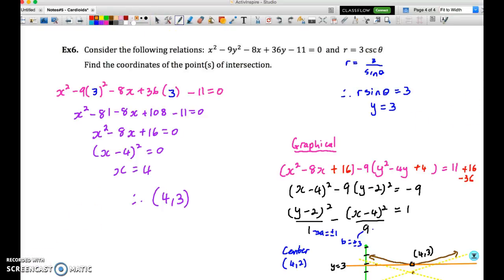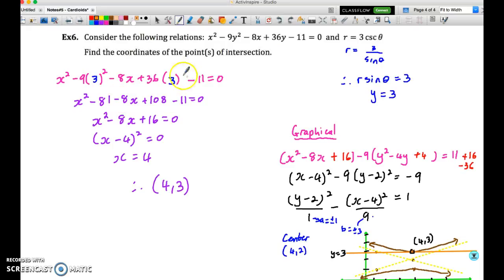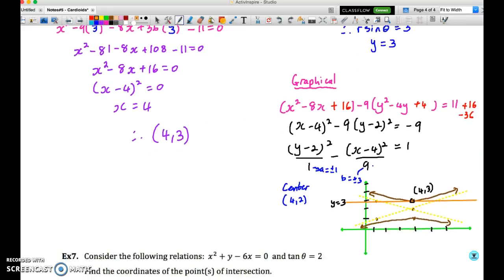Okay, and so what you can see here is the algebraic solution. Substituted 3 in, it simplified to a quadratic, factored, solved for x, got 4 as a repeating solution, and then the question asked for the coordinate or coordinates, and so x is 4, y is equal to 3. Here's a graphical representation of it.